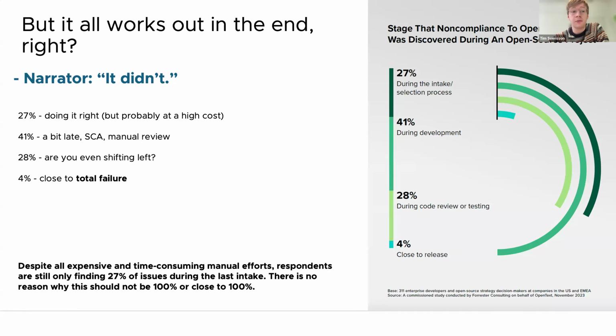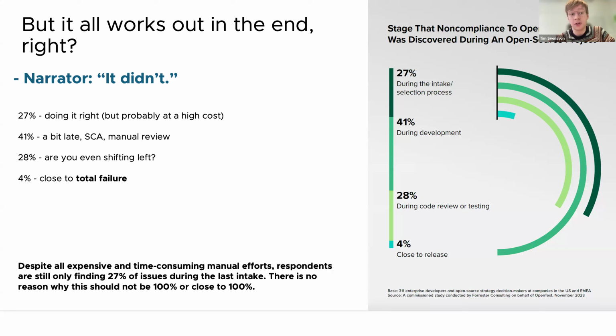41% of respondents said that they found it a bit late. And they found it during an SCA scanning, during manual review. This means that they've already implemented, they've already brought in the code, they have selected it, they've started scanning it, and then they realize, oh no, we actually can't use this or have to work around something. So that is too late, because already then it's additional costs, it's additional developer hours put onto this problem that could have been caught earlier.